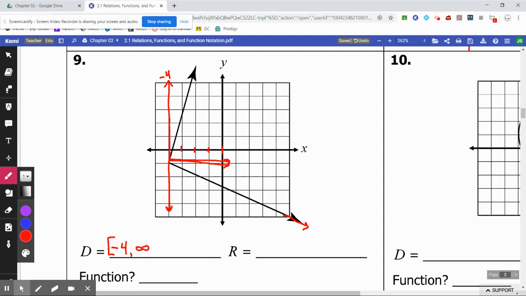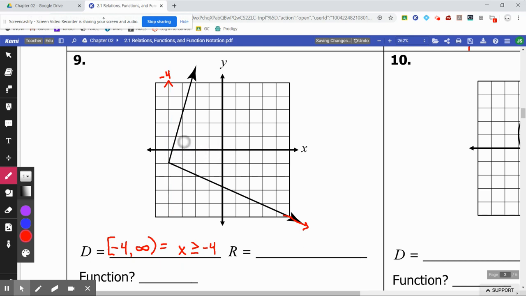-4 is a point on my graph. Since it's filled in right here, I am going to include -4, and it goes forever. So that's one way you can write it, from -4 to infinity. Or you can say that x, your domain, your x values are greater than or equal to -4. You can write it either way, just as we did in the last chapter.